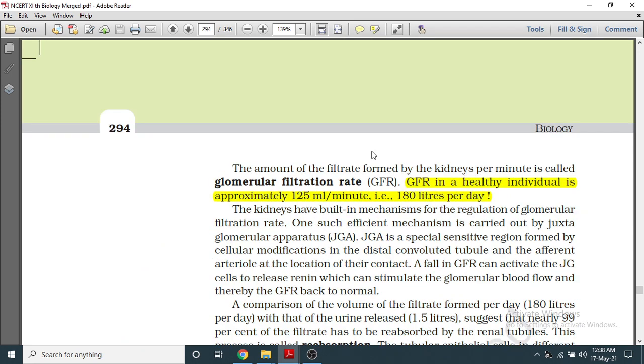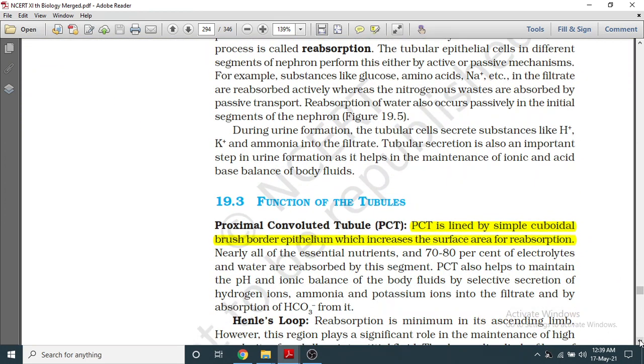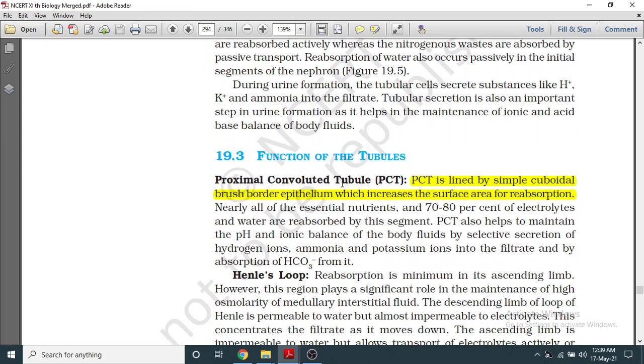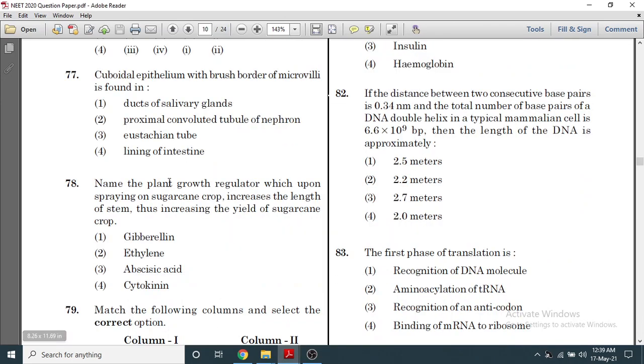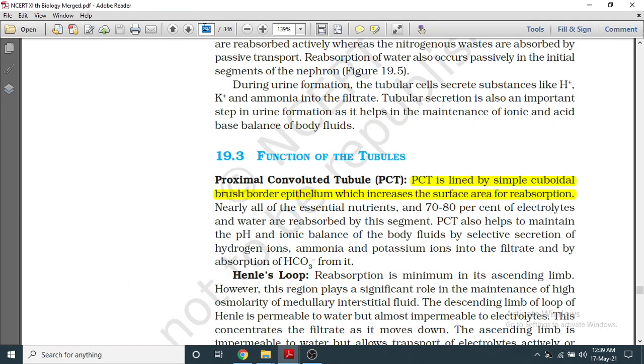If we look at this page, then we will find, yes, PCT, proximal convoluted tubule, is lined by simple cuboidal brush border epithelium. So here they have clearly written. They have asked cuboidal epithelium with brush border. In this they have written proximal convoluted tubule of nephron. Now we will also see at page number 101 what they have written.